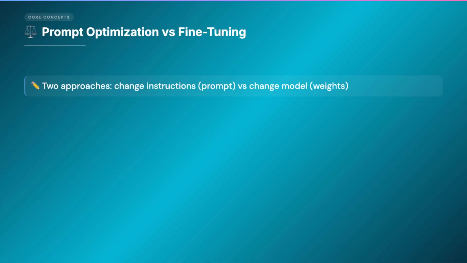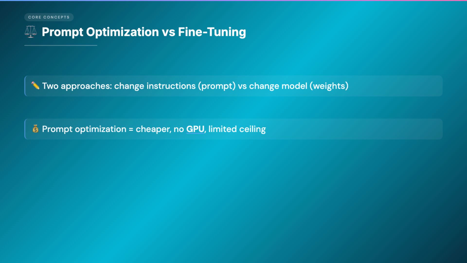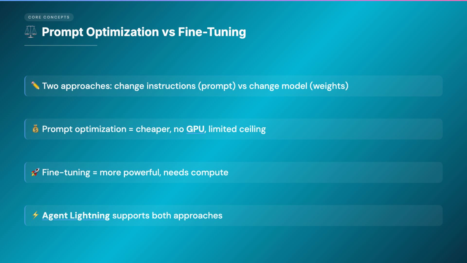There are two main approaches to improving an AI agent. Prompt optimization changes the instructions you give the model, tweaking wording and structure to get better results. It is cheap and requires no GPU, but has a limited ceiling. Fine-tuning, on the other hand, changes the model weights directly, which is more powerful but requires compute. Agent Lightning supports both approaches, so you can choose based on your budget and performance needs.